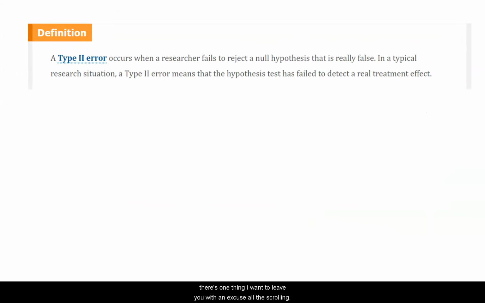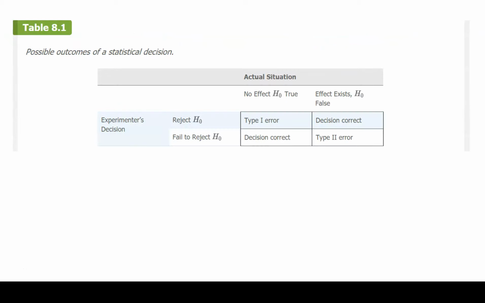There's one thing I want to leave you with, and excuse all the scrolling here. The only type of error that you can make if you reject the null is type 1. That's not to say you did make the error, but that's the only type you could make. So if I rejected the null hypothesis, the only error that I could have made is type 1. If I fail to reject, the only error that I could have made is type 2. Just kind of bear that rule of thumb, that heuristic, in mind. If I reject, the only type of error that I could have made is type 1. If I fail to reject, the only type of error that I could have made is type 2.